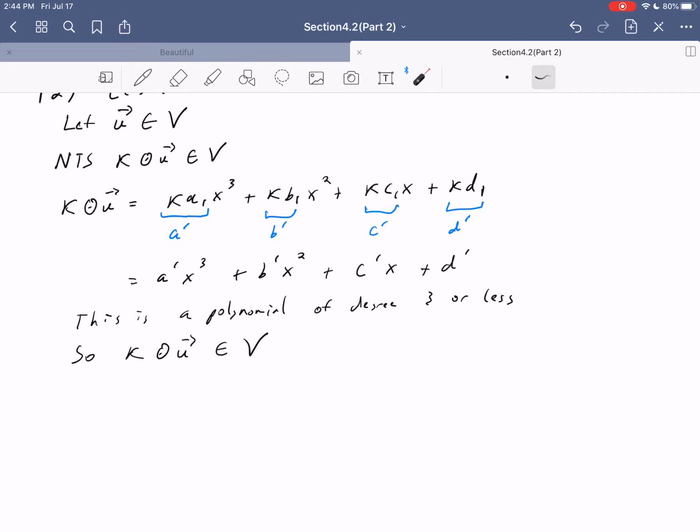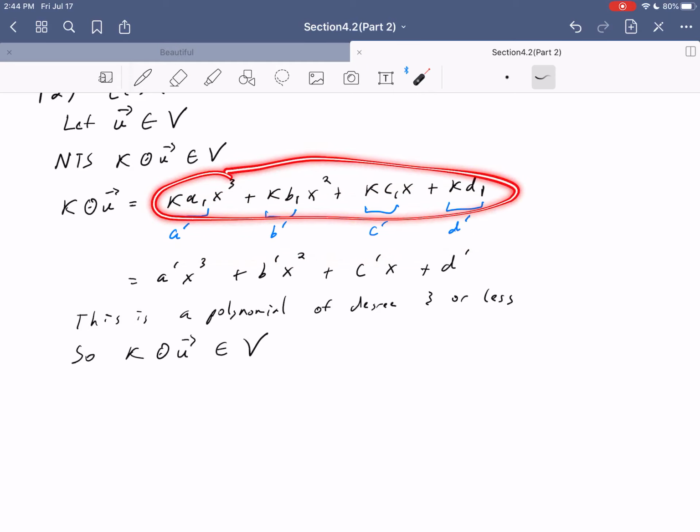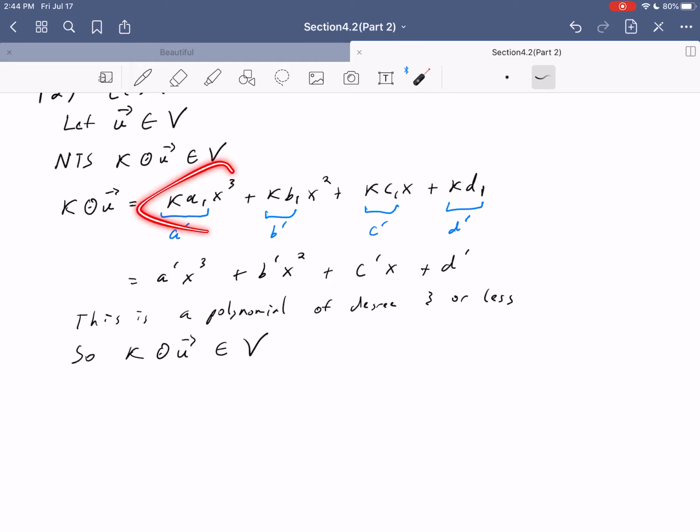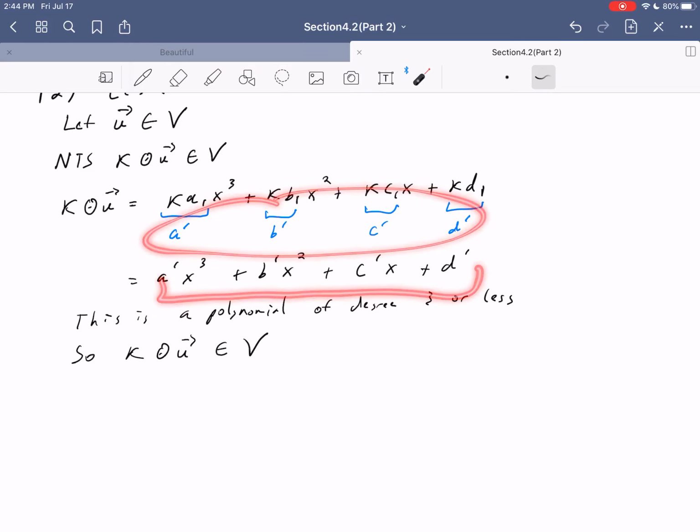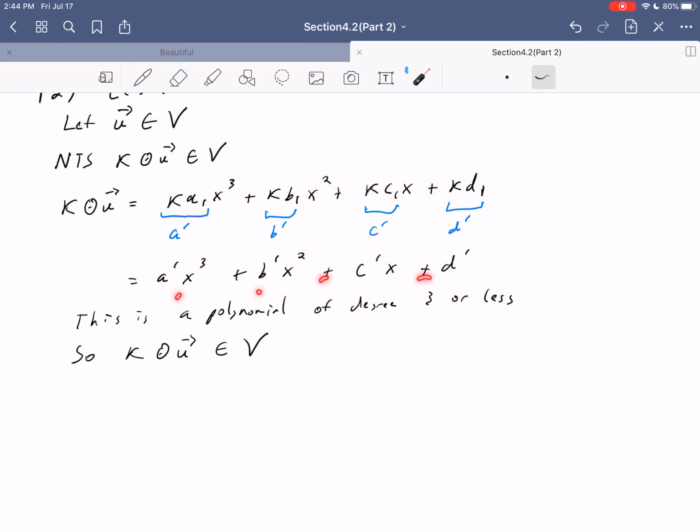To be honest, like I said, you could probably just skip this and say right from here that anybody who has taken some algebra would know immediately that this is a polynomial of degree 3 or less. But if it had a more specific form, doing the little trick of redefining the constants might make it easier to realize that this k doesn't really do anything. These are just constants times each power of x, so it's still a polynomial of degree 3 or less.